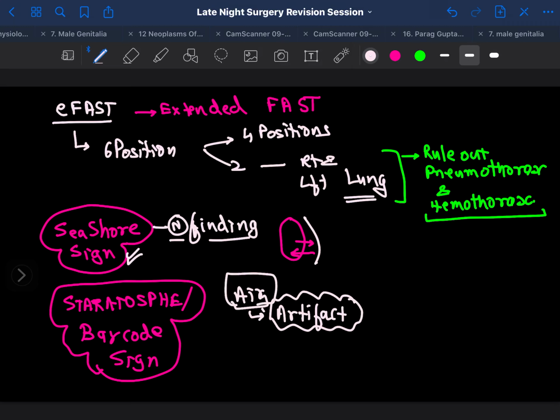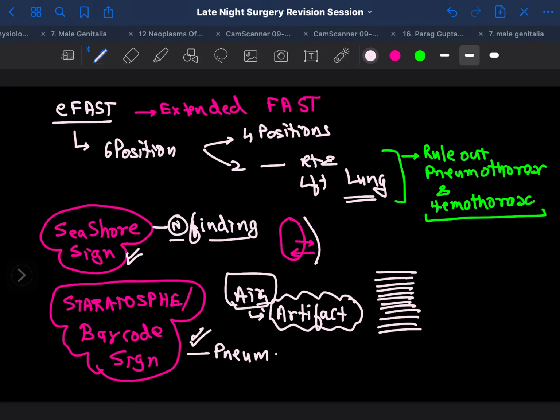So if, let's say, there is air present in the thoracic cavity, and you keep a USG probe, it is going to show up as an artifact, and this is detected like a barcode. Multiple artifacts appear as a barcode or a stratosphere, and that is why it is called a stratosphere or barcode sign.